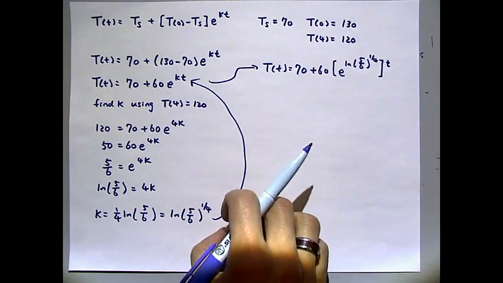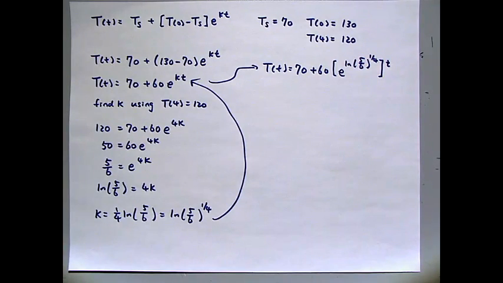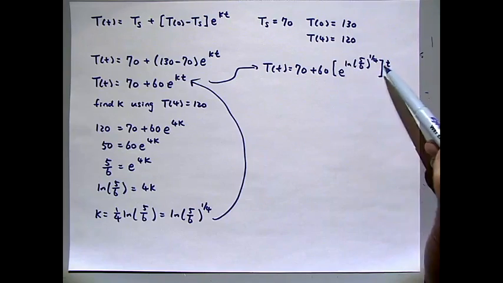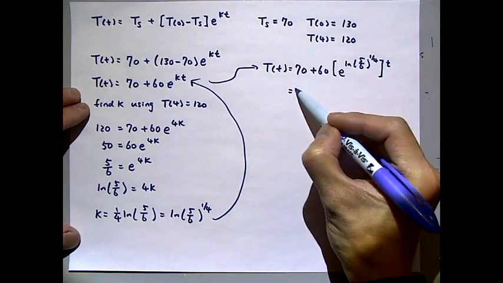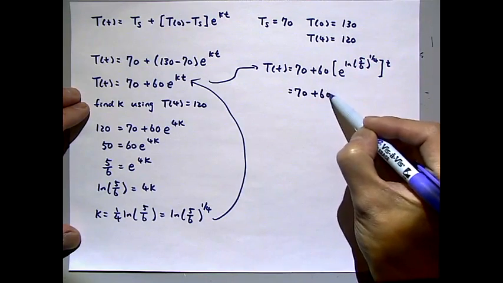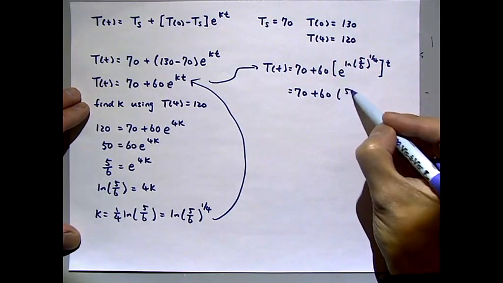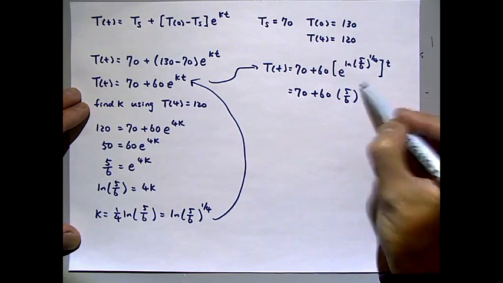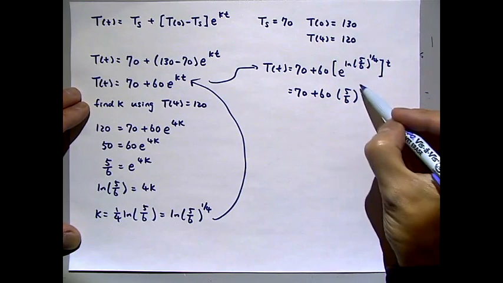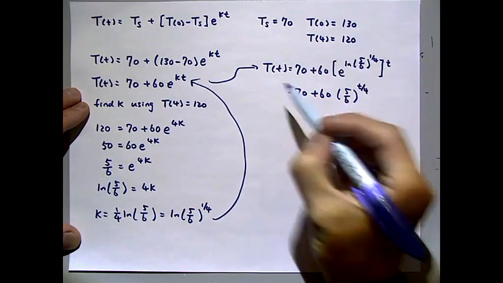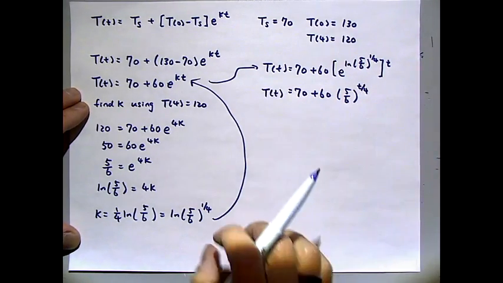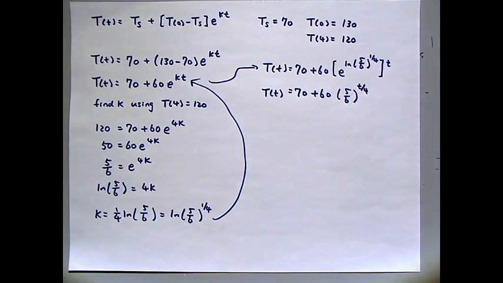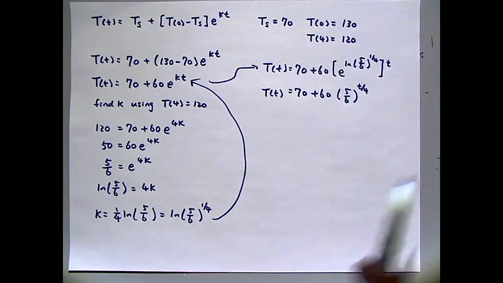And the reason is because e to the natural log of whatever can be simplified to just whatever that thing is. E to the ln of that is equivalent to just, in this case, 5/6 to the power of 1/4 raised to the power of t. Okay, now I found K. This equation will tell me the temperature of that cup of coffee at any future time.